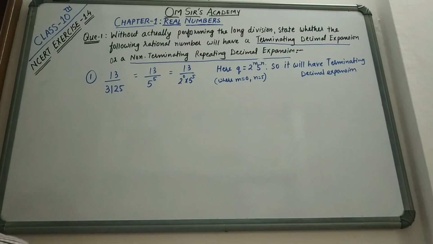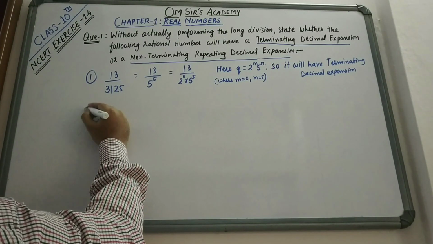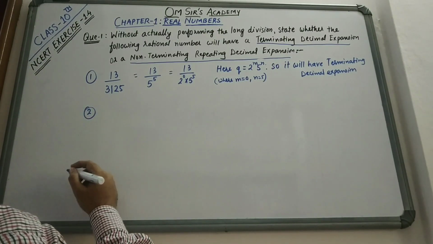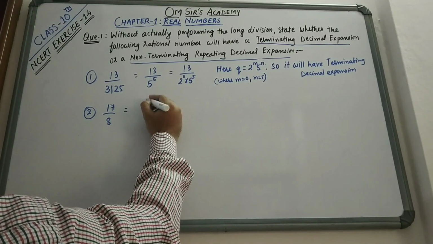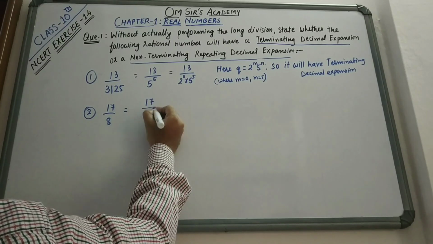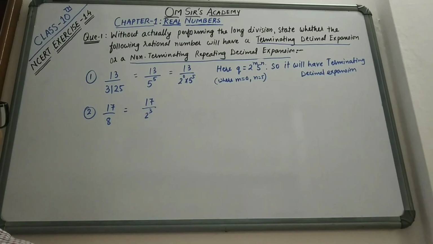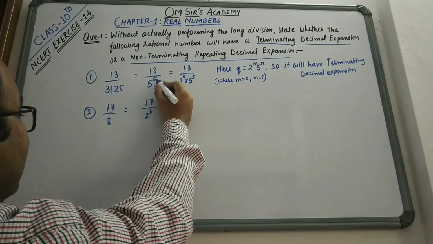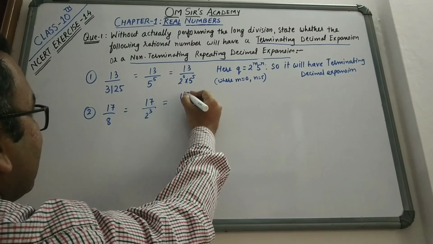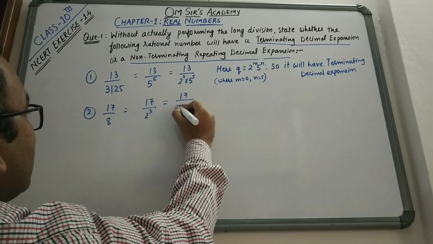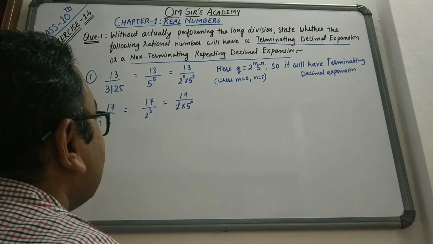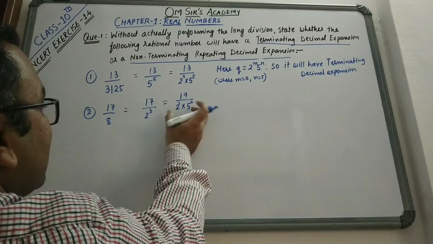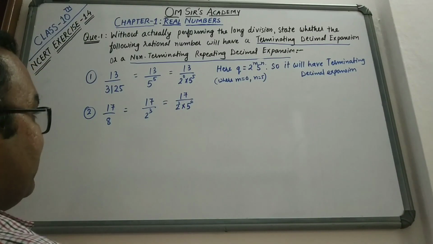Now move to the next question, the second question: 17 upon 8. What are the prime factors of 8? It is 2 cubed. Here there is only 2, whereas in the previous case there was only 5. So in this case we can write 17 upon 2 raised to 3. There is no 5, so we can write 5 raised to 0. There is no other prime factor other than 2 and 5.